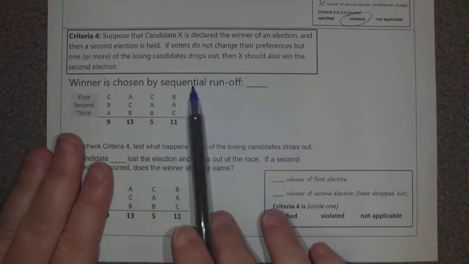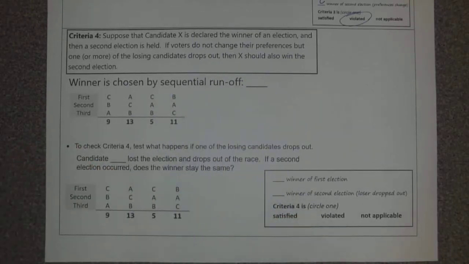The winner is chosen by sequential runoff, which means we run the winners and then we get rid of those, we eliminate... sequential runoff is when... I just need to make sure. All of a sudden I went blank on this.